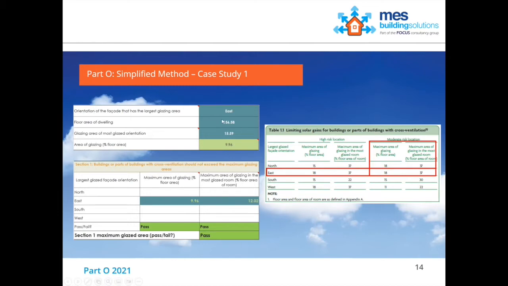We measure the total floor area, gross internal area, and then we measure the glazed area. Sorry, we actually measure the overall glazing. So we measure the area of glass in all those windows.